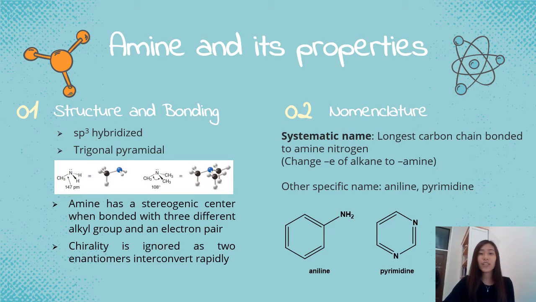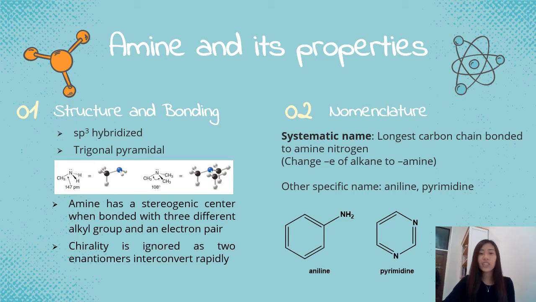Amines are compounds which have a nitrogen atom bonded to three atoms and has a non-bonded lone pair. Therefore, it is sp3 hybridized and the shape is trigonal pyramidal. When an amine is bonded with three different alkyl groups and an electron pair, the nitrogen atom is the stereogenic center. However, chirality of the amine nitrogen is ignored, as the two enantiomers interconvert rapidly with one another.